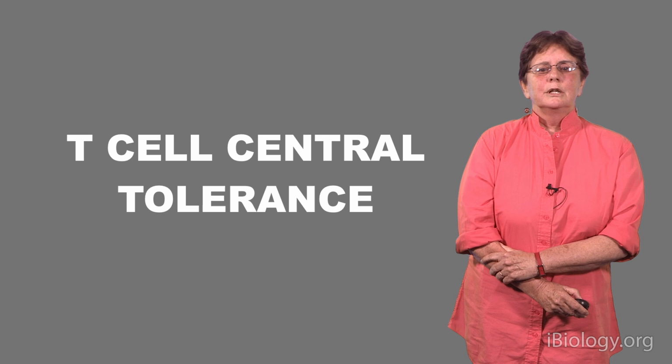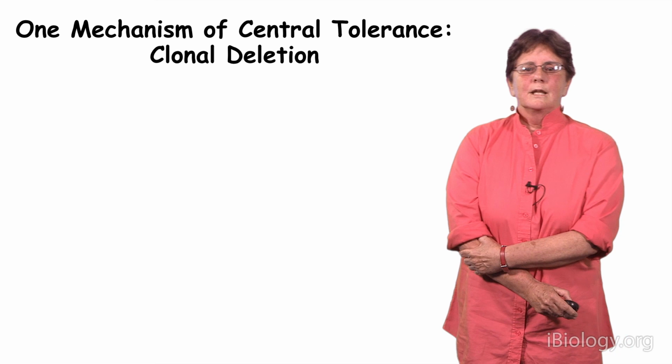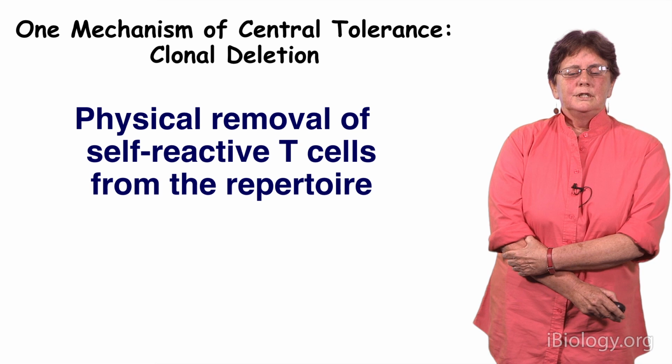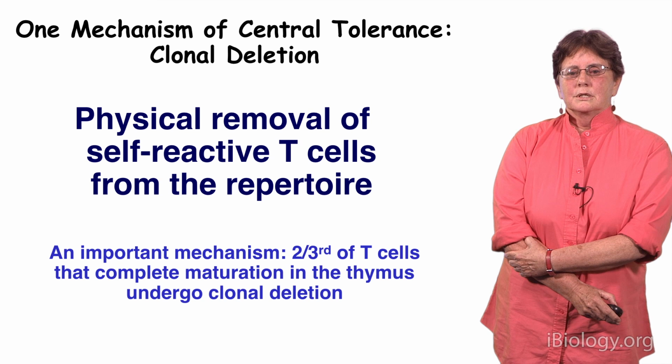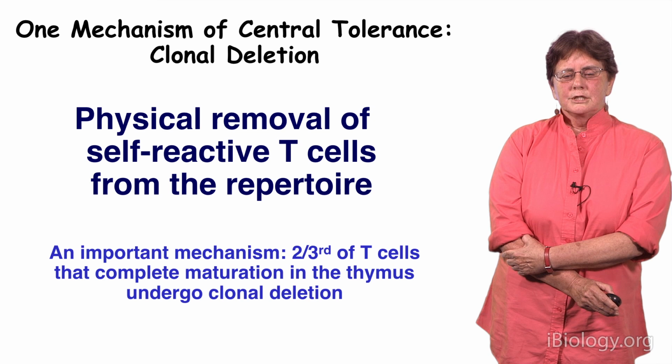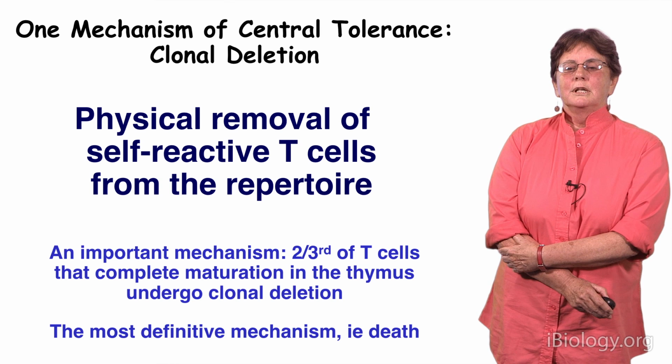So let's look a little bit more closely into central tolerance. And I'd like to focus on the first mechanism that I mentioned, clonal deletion. Now, as I said, clonal deletion is physical removal of the self-reactive T cells from the repertoire. And this is a quite important mechanism because fully 2/3 of the T cells that reach full maturity in the thymus actually undergo clonal deletion because they have some self-reactivity. And it's also the most definitive mechanism because it ends in death, and you can't be more definitive than that.